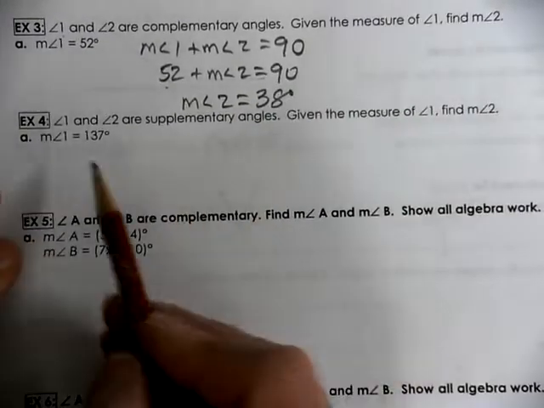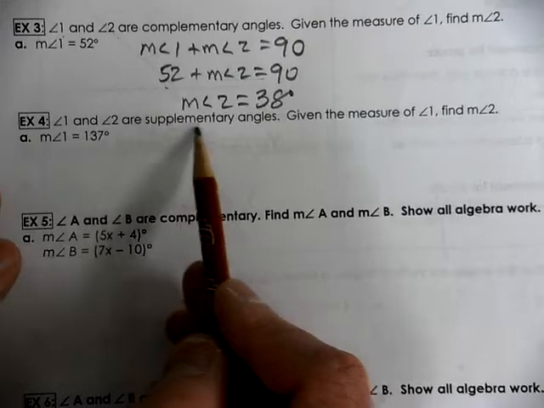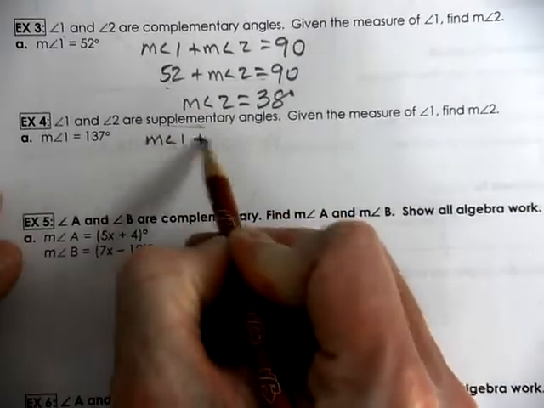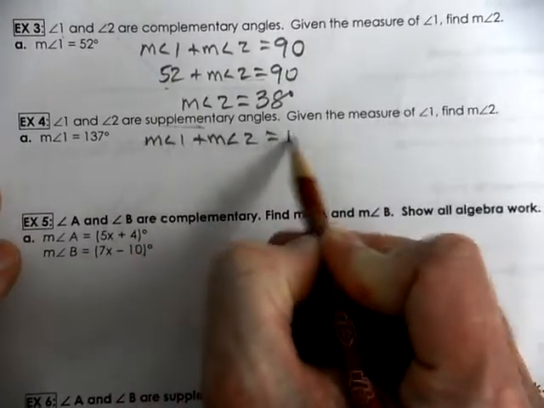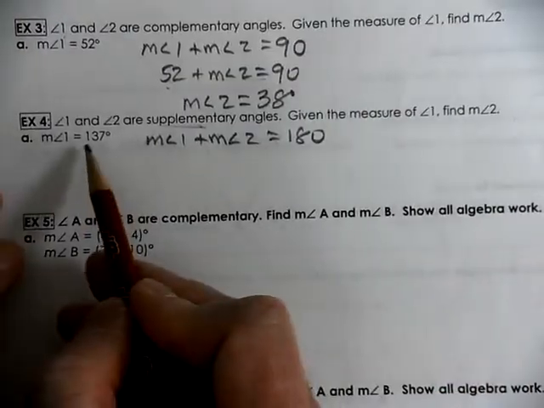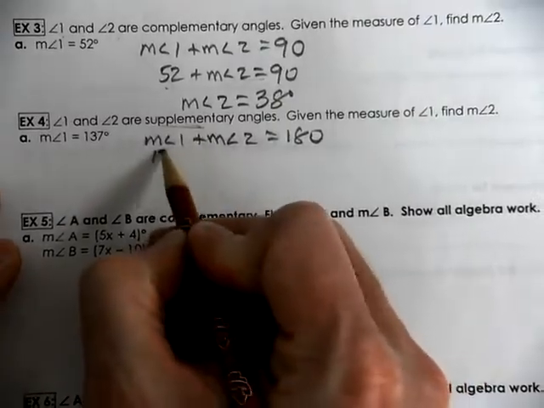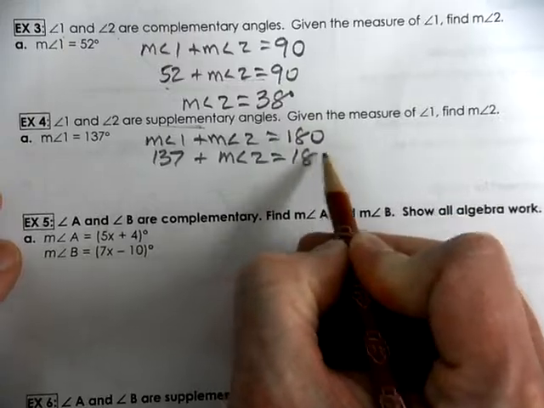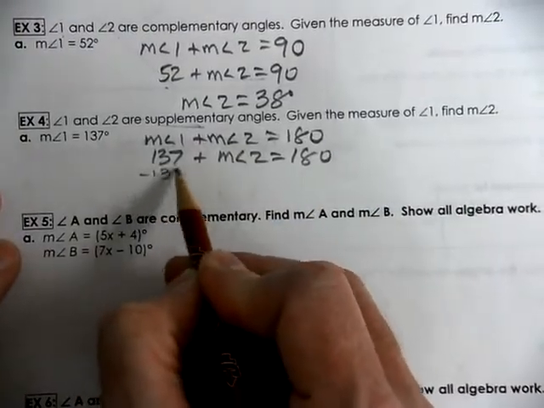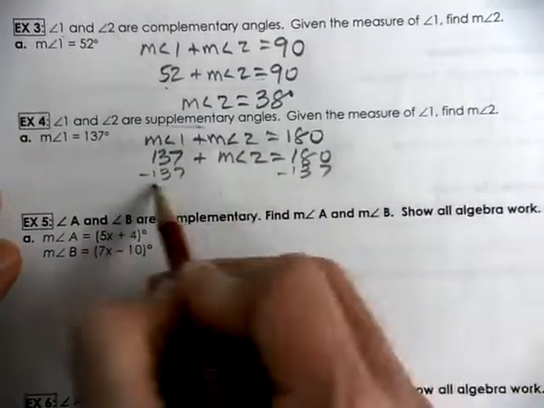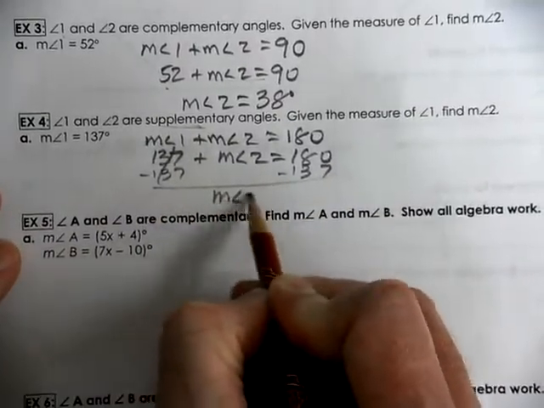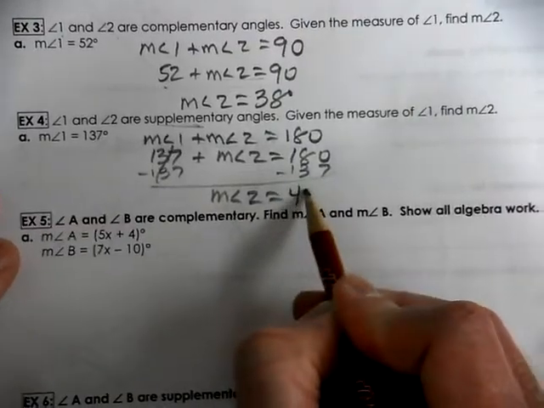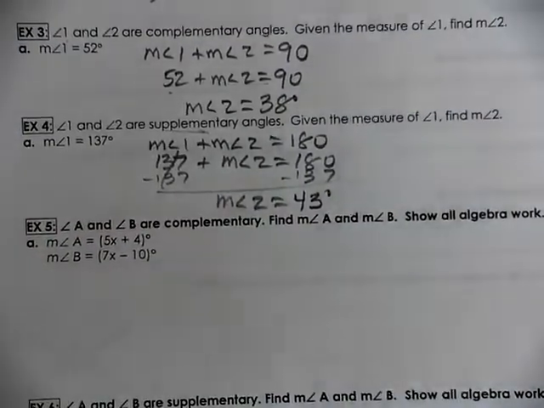Same idea here. Notice that angle 1 and angle 2 this time are supplementary. So the measure of angle 1 plus the measure of angle 2 equals 180 degrees. We're going to substitute in 137 for the measurement of angle 1. And we can subtract our 137. And that comes up to be 43 degrees.